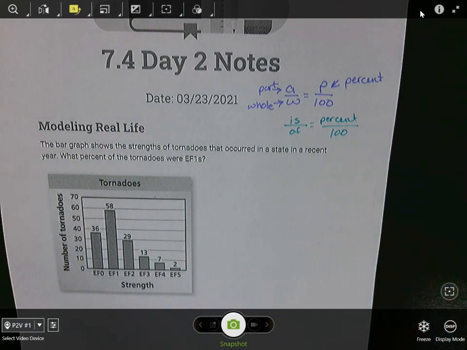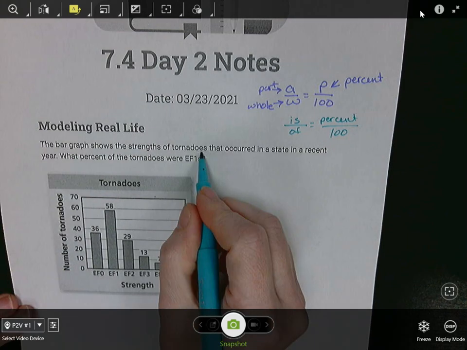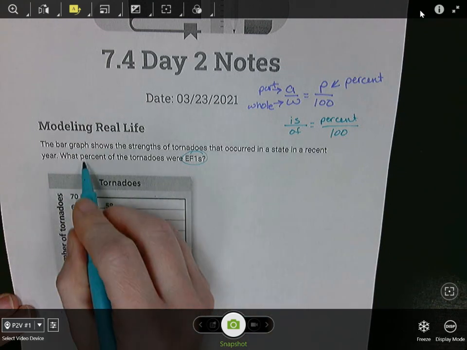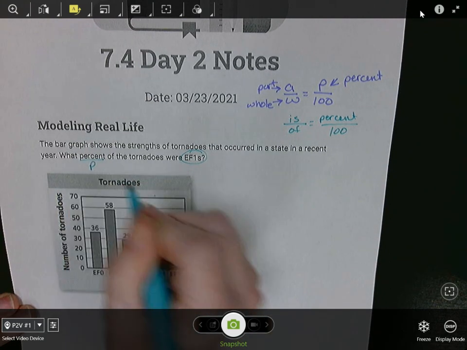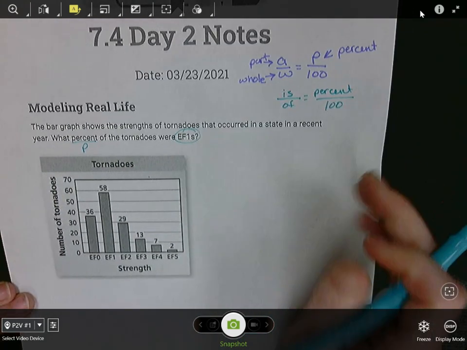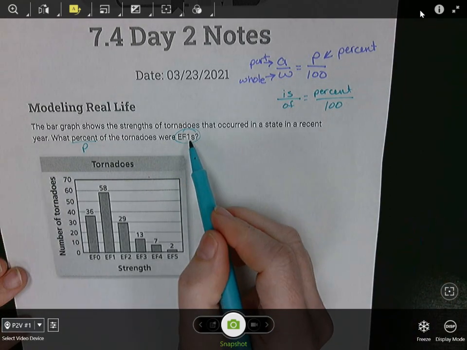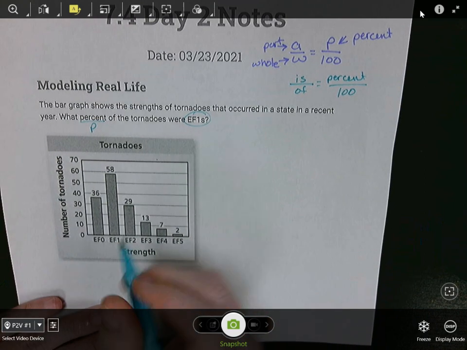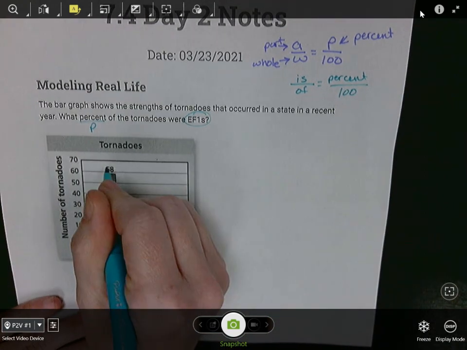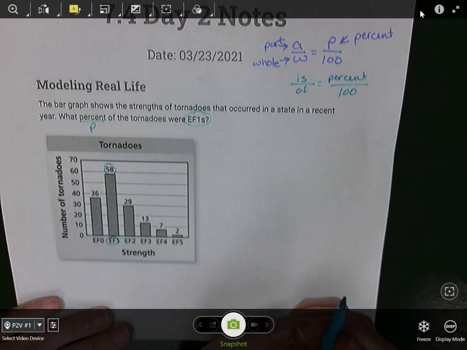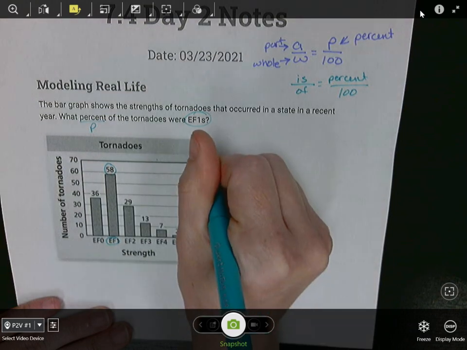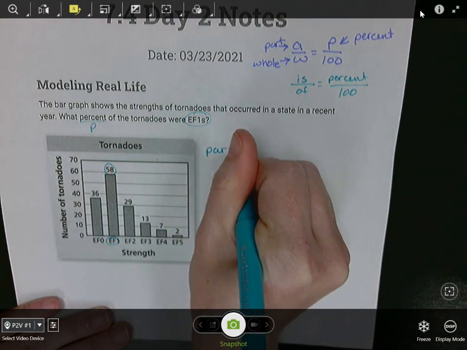The bar graph shows the strengths of tornadoes that occurred in a state in a recent year. What percent of the tornadoes were EF1s? We're looking for the percent, so we're looking for P. So what we need to find is the whole and the part. EF1s, if we look at our bar graph, are right here, and there were 58. So that's our part.